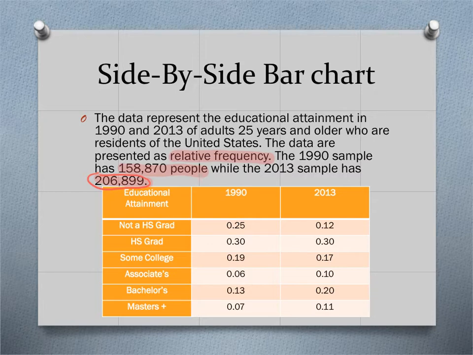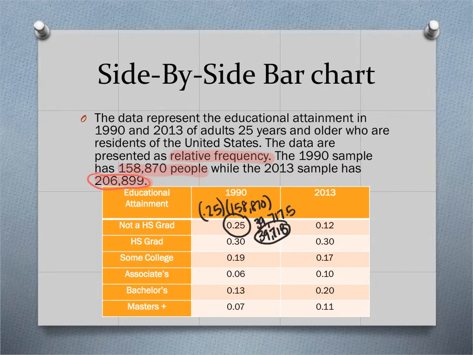How would you find the frequency from this graph? Well, we could take each one of the relative frequencies. For instance, in 1990, 25% of the people were not a high school graduate. How many people is that? Well, you could simply do 0.25 times the total number of people there are, which is 158,870. And that gives us 39,717.5, but you can't have a 0.5 person. This is probably going to be 39,718 people in that particular group.